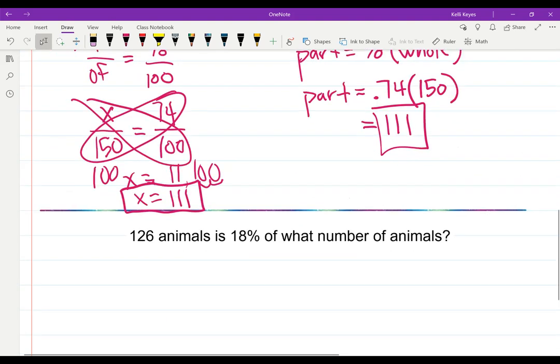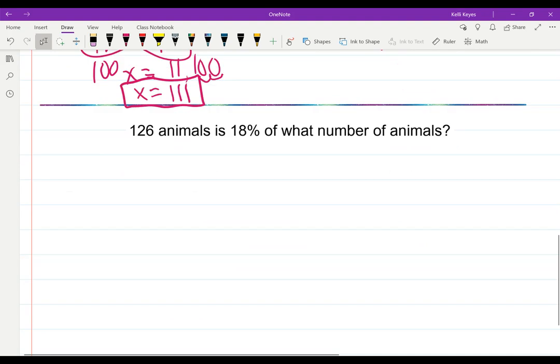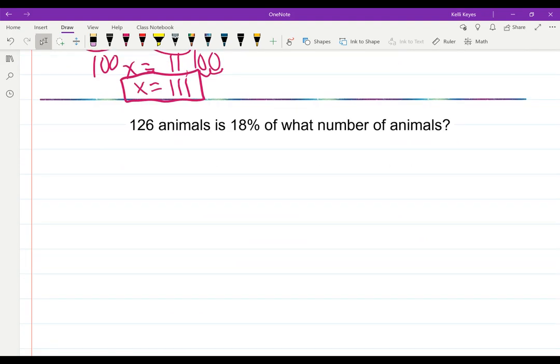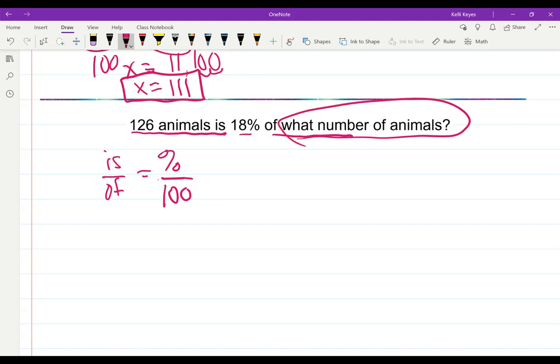So let's do another one. I think that's the last example I have. Yes, this is. So we have 126 animals is 18% of what number? So if we're looking at the proportion, we have is over of, or the part over the whole equals percent over 100. So it means we don't know the whole. We don't know the total number, right? So we know the 126 is the part, we don't know the whole, and then we know it's 18 over 100.